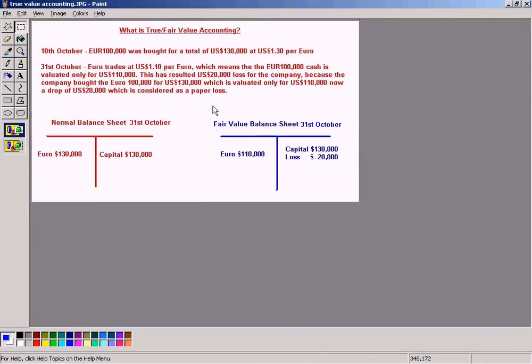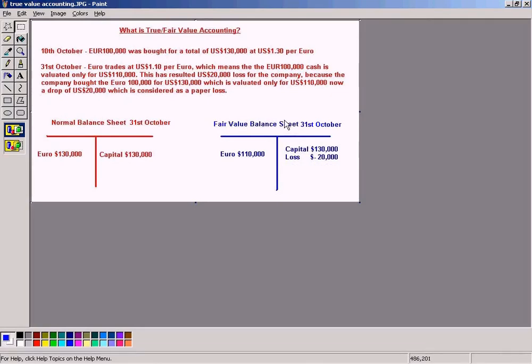Okay, I forgot to tell you something just now in our example. Normally, once we have prepared the balance sheet on 31st October, the following day, this loss will be reversed. The postings of this loss in the profit and loss account will be reversed, so as to nullify the profit and loss account and bring back the euro currency balance to 130,000 as it was before.